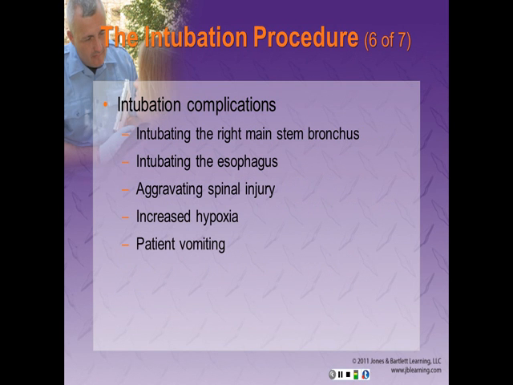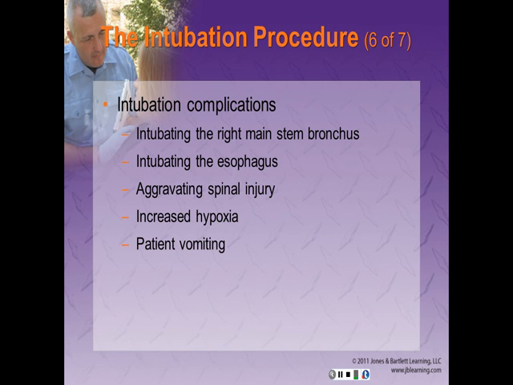Some complications of intubation include intubation of the right mainstem bronchus. If you place the tube into the trachea too far, it will pass into the right mainstem bronchus. Only the right lung will be ventilated, and you need to deflate the cuff and pull the tube back slightly, reinflating the cuff and reassessing.